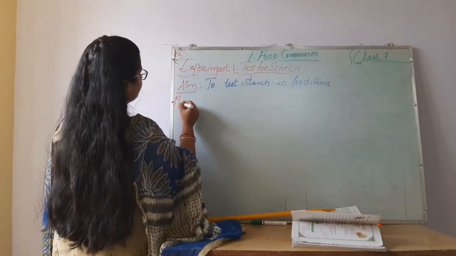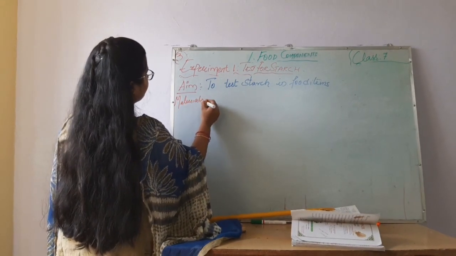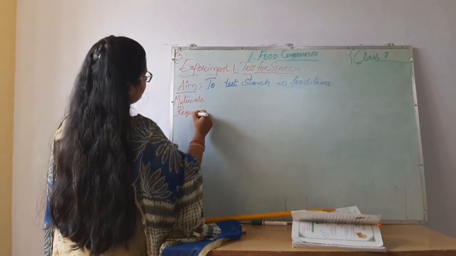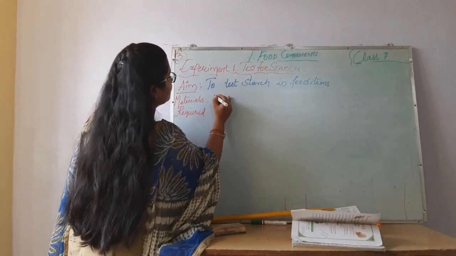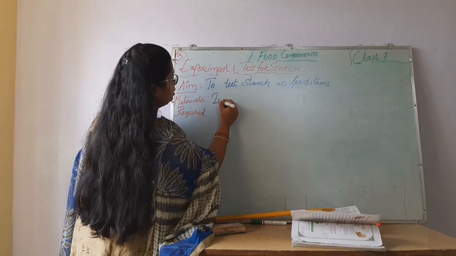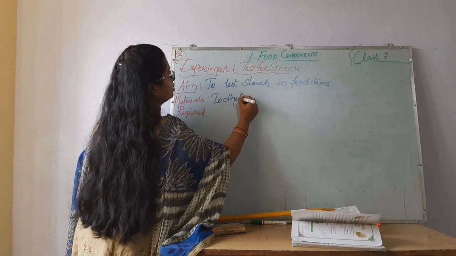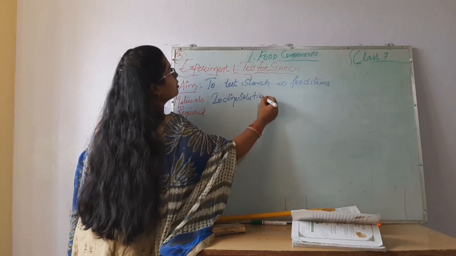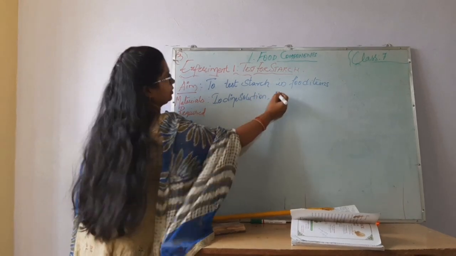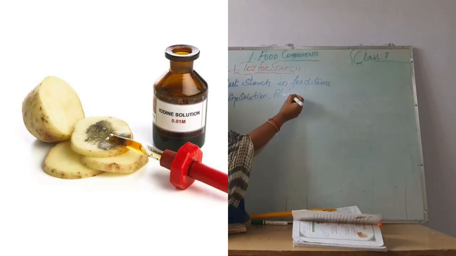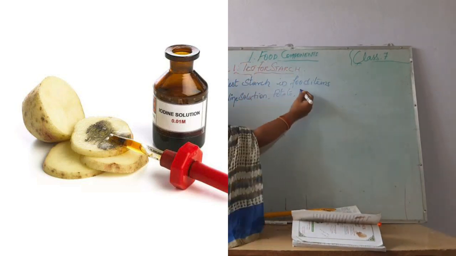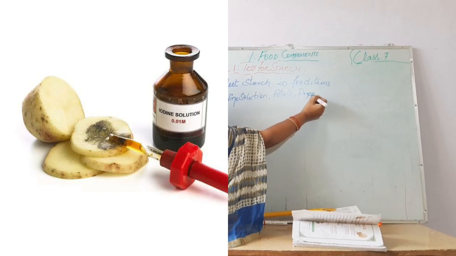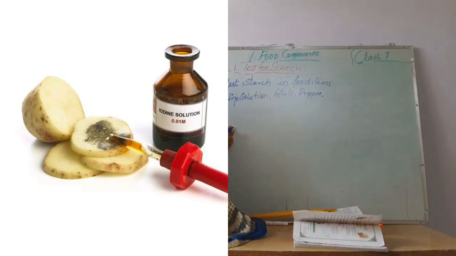Second is materials required. What all you need? First, iodine solution. Any food item. I'll take potato here. You can take any food item. Potato. You need to cut the potato and keep it, and pour one drop. And one plate, you can say.